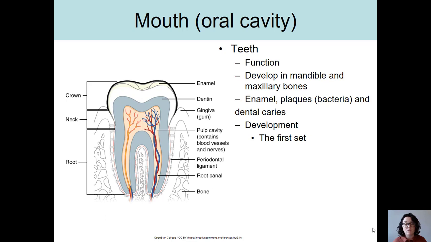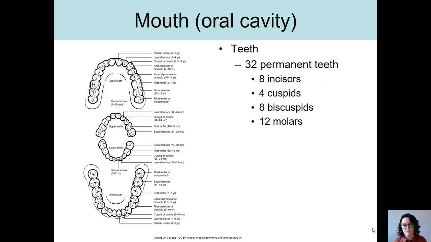Humans have two sets of teeth. The first set is called our baby teeth or milk teeth or deciduous teeth. So deciduous trees are trees where the leaves fall off. Deciduous teeth are the teeth that fall out. And those deciduous teeth are replaced by our adult teeth. So we have 32 typically permanent teeth, right?